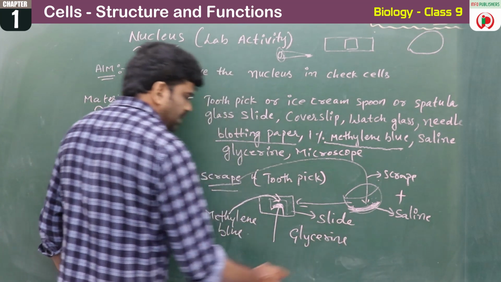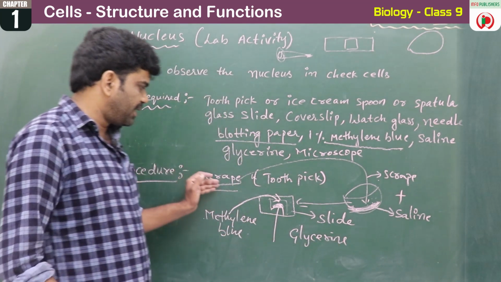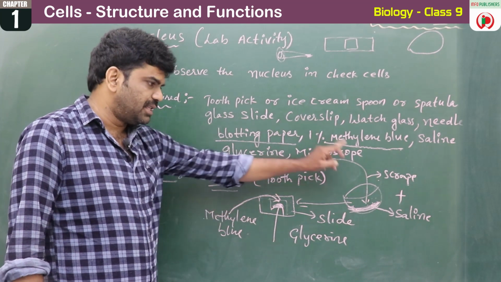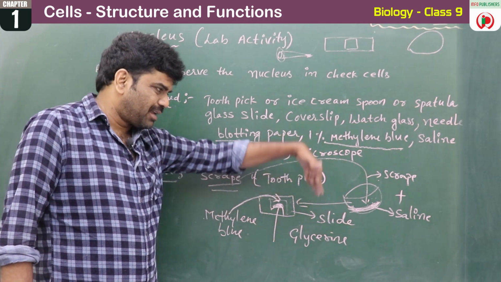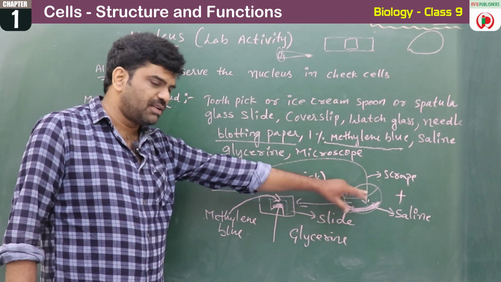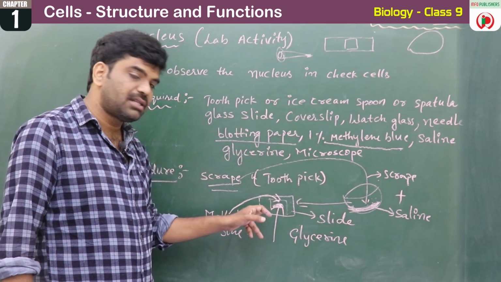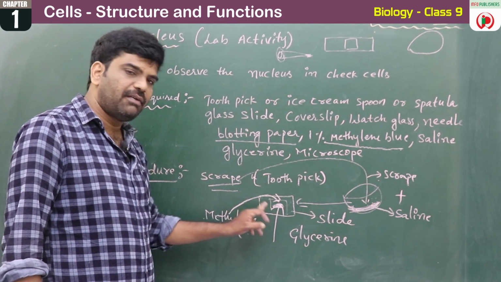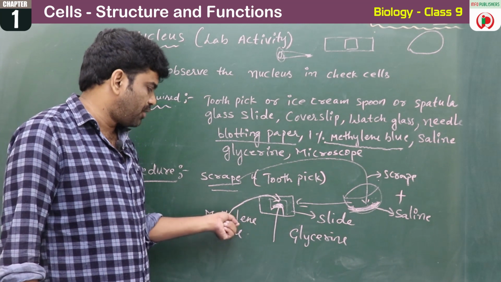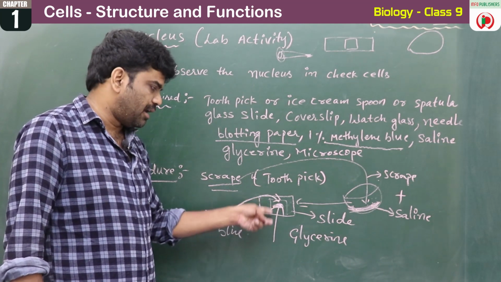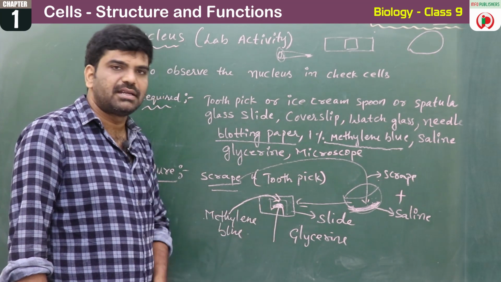See children, how the material is taken. First of all, we have taken the scrapie from our mouth with the help of the toothpick, and we have placed this scrapie in a watch glass containing a little amount of saline, and we have shifted this material onto the slide. Okay, and after that we have added a small drop of methylene blue to this and wait for a couple of minutes, and after that we have added glycerin.